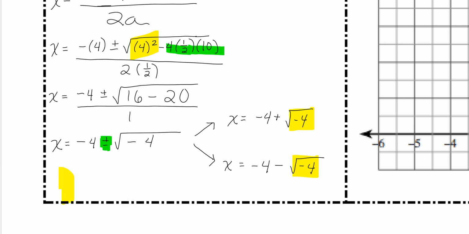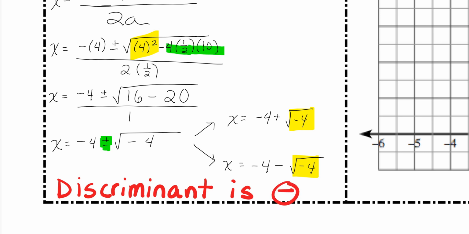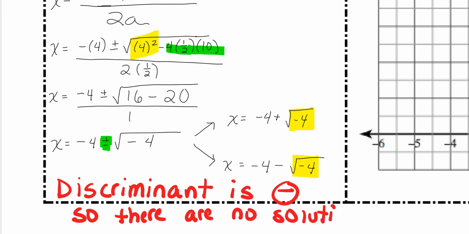Okay, so recall what we did last problem. Our discriminant, the number underneath the radical, is negative. So there are no solutions, no roots, no x-intercepts. Your parabola is going to be above the x-axis and never cross it.